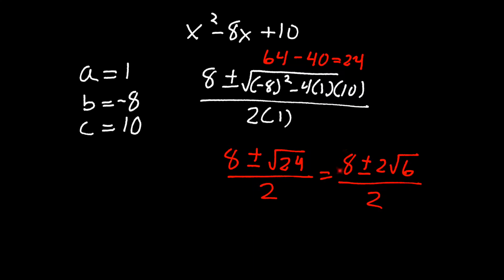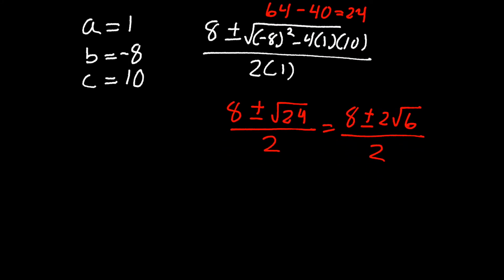And then because the 8, the 2, and the 2 are all divisible by 2, we can finally simplify it down the rest of the way to have 4 plus or minus the square root of 6. That would be our solution.